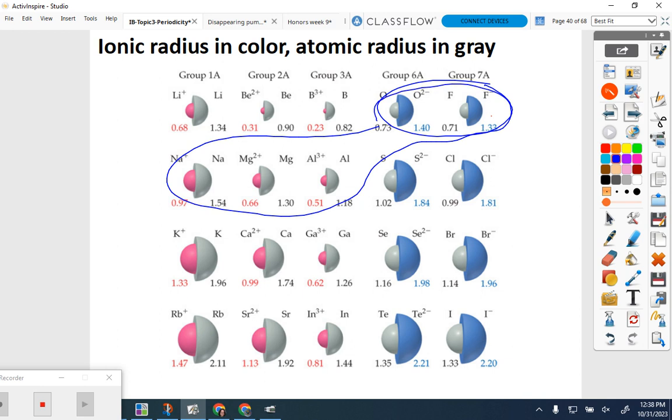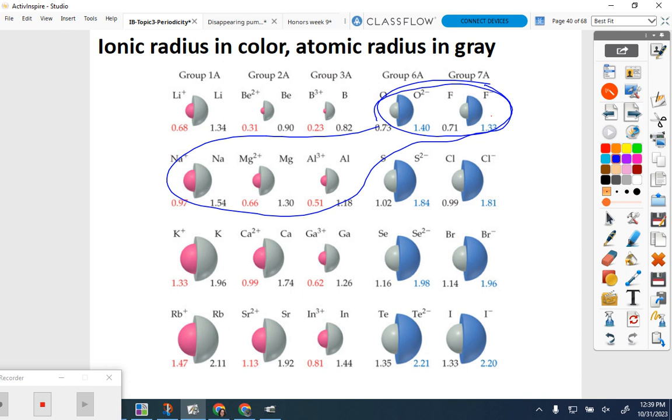They're all going to be isoelectronic with neon. These and these are going to be isoelectronic with argon. These and these are going to be isoelectronic with krypton, and so forth. So you don't see a huge decrease in the ionic radius in the negative ions, but it's there. It's consistent. And then again, you still see the increase going down the group. So the overall trend is maintained. You just have this jump between cation and anion. Okay.